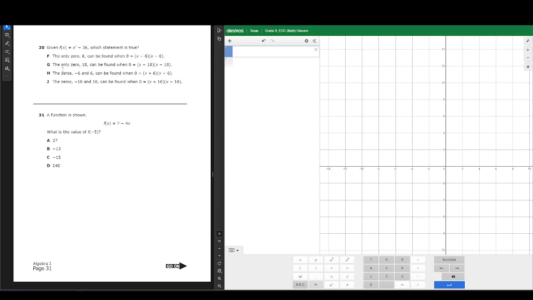That's not correct. The only zero, 18, can be found when that. Nope. The zeros negative 6 and 6 can be found with a difference of squares factoring. That's the correct answer. And then negative 18 and 18 can be found that way.